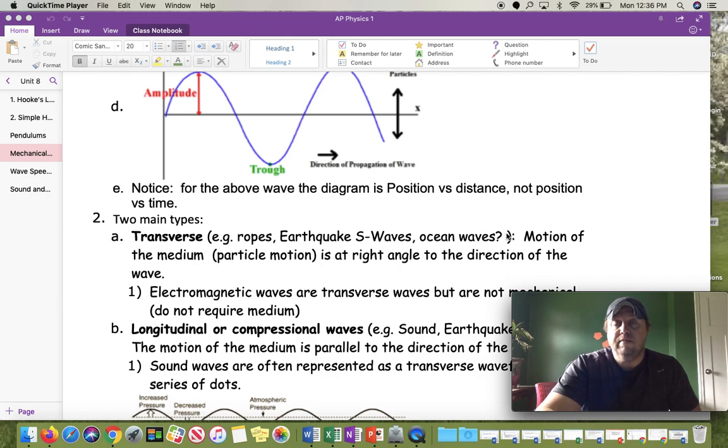And ocean waves or water waves, I put a question mark there because it depends on the physics textbook whether or not they define them as a true transverse wave. Technically, they're not. Really, water waves are circular waves. So if you can imagine, you've got a bunch of waves on a pond or a lake, and you're watching them move along, and there's a duck floating in the water. He doesn't just go straight up and down. Water waves are actually circular waves.